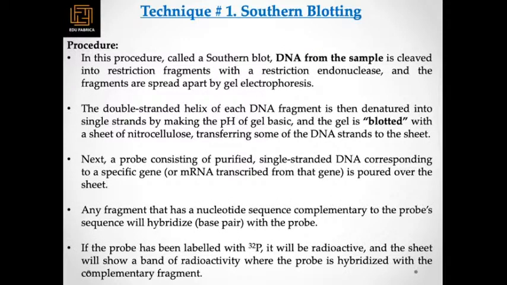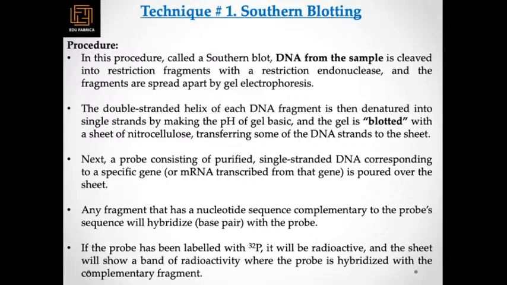In this procedure, in the southern blot, we take DNA from the sample and cleave it into restriction fragments with restriction endonucleases, and the fragments are spread apart by gel electrophoresis. Then the double stranded DNA helix of each DNA fragment is denatured into single stranded DNA by changing the pH, and the gel is blotted with a sheet of nitrocellulose membrane. The nitrocellulose membrane is added onto that.